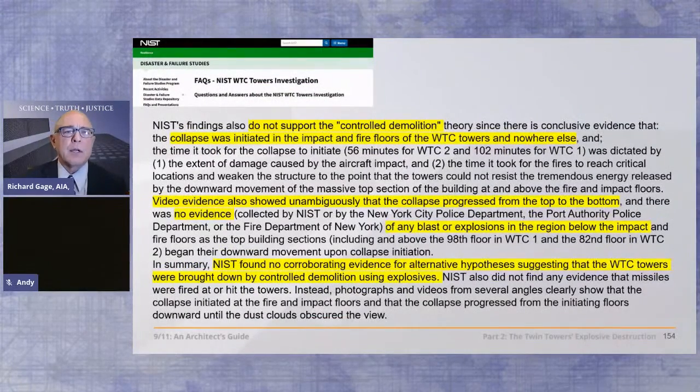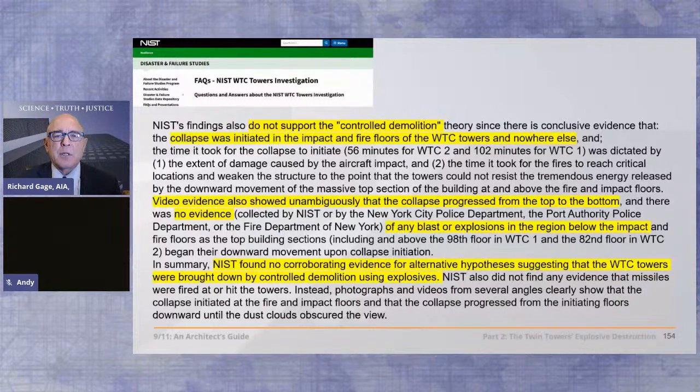And NIST says, we don't support the controlled demolition theory. The collapse was initiated in the impact and fire floors of the World Trade Center and nowhere else. In other words, typical controlled demolition started at the base of the building, and this one didn't, so it can't be a controlled demolition, right? We will refute that in a moment. Video evidence also showed, they say, unambiguously, that the collapse progressed from the top to the bottom.